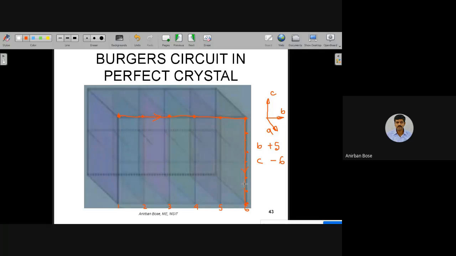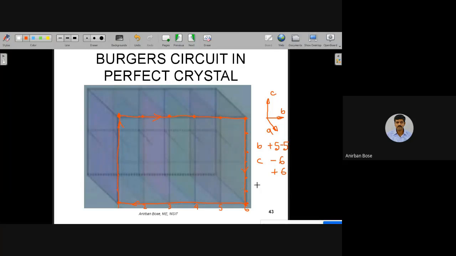Remember, we are going in this direction. Then along this direction, if you come, along the B direction you have moved by minus 5. And similarly, if you go in this direction and come to the same location, along C you have moved by plus 6 and come to the same location. So this particular circuit is what is called the Burgers circuit that you have drawn.